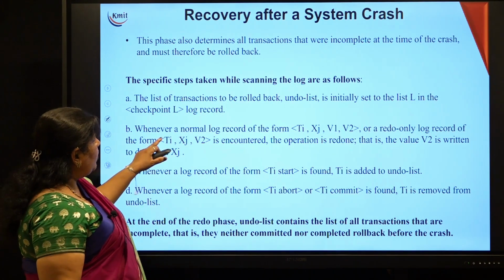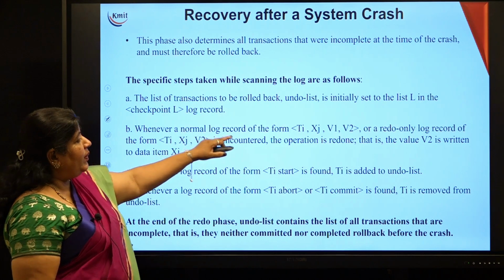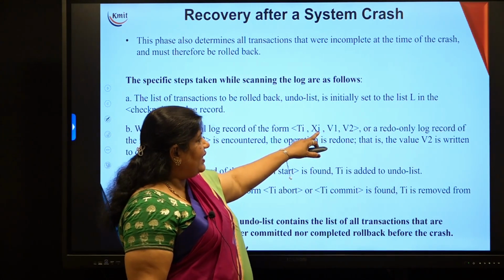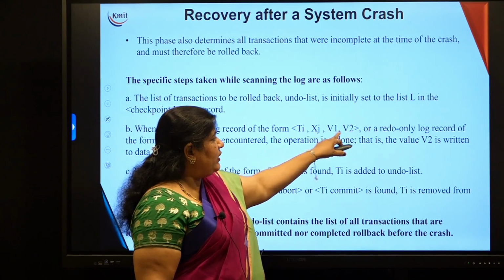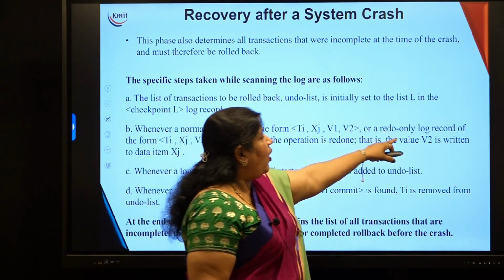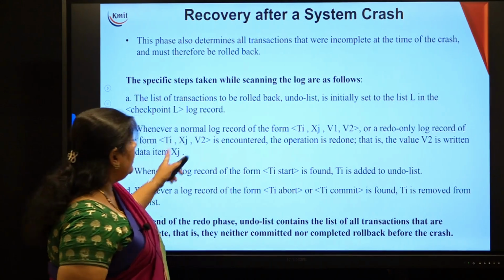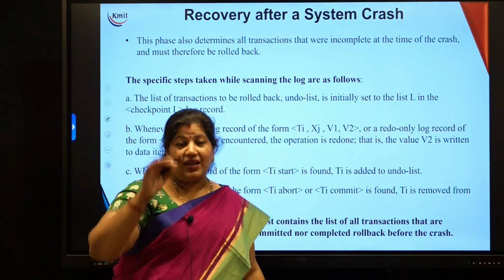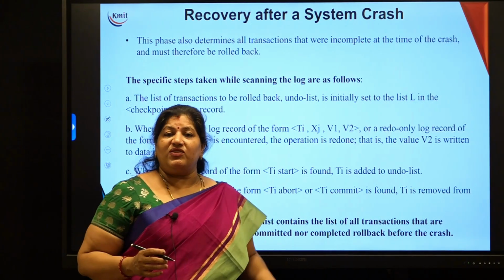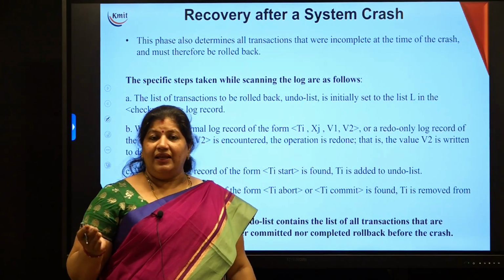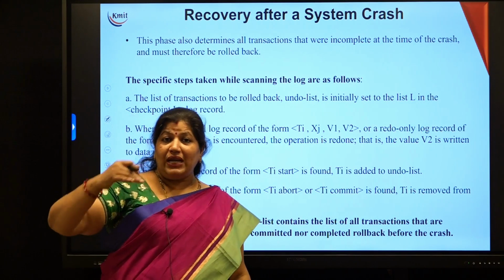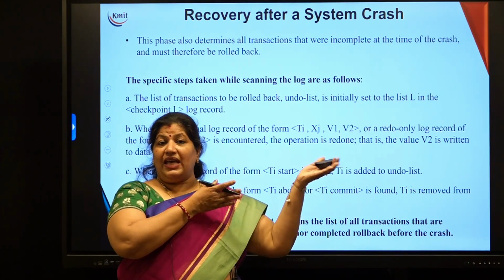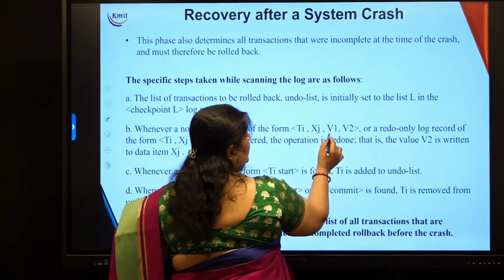Okay. Now what will happen? Whenever a normal record of the form transaction, the object that it is modifying, then V1, V2, the before and after values, or a redo-only log record is encountered, the operation is redone. We said that after the last checkpoint, whatever has been done has not been updated. That is why I have to redo it. The record entry is there, but I don't know whether that updation is there or not. So seeing this value, you redo it.